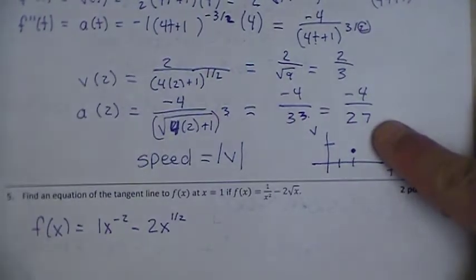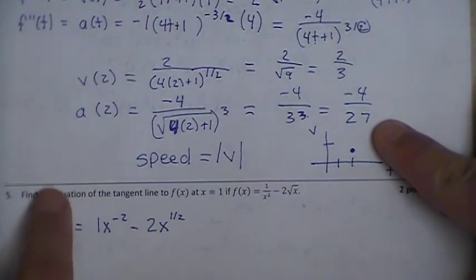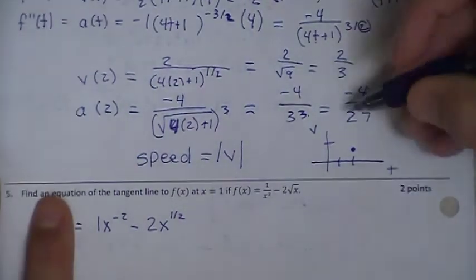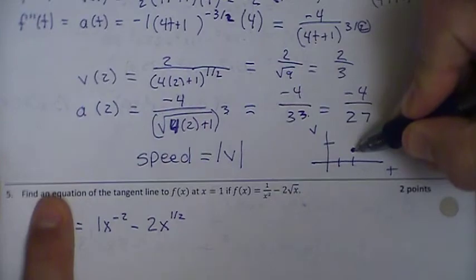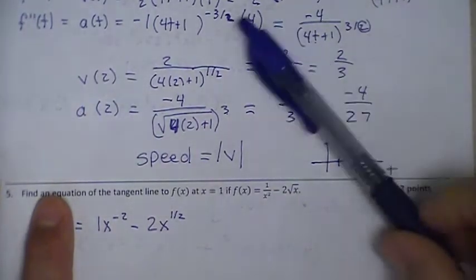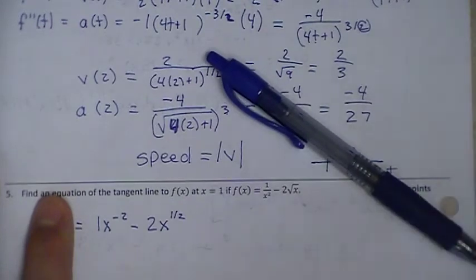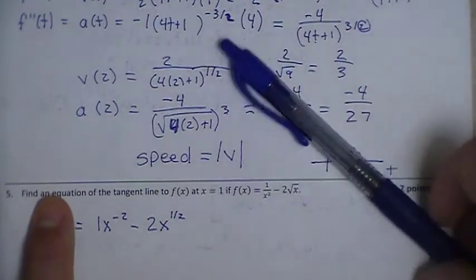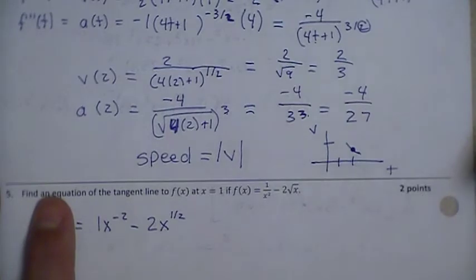This is the derivative of velocity. And graphically, a derivative represents the slope of a tangent line. So the slope of my tangent line at this point has to be -4/27. So I'm just trying to draw something that would have a very tiny negative slope. So I drew that little component of the velocity graph in.